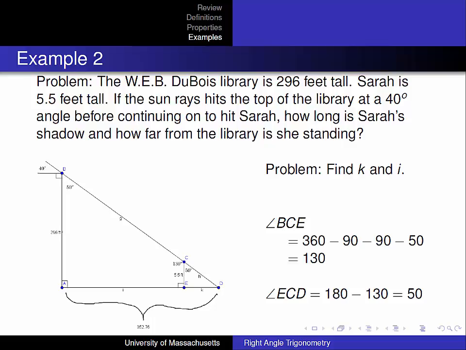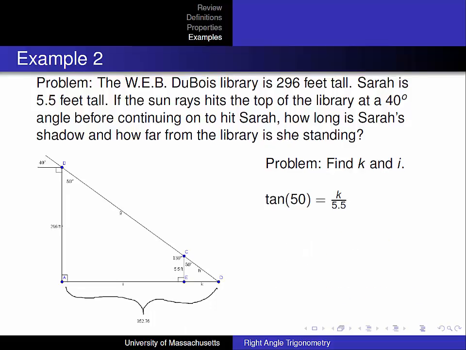Okay, so we can now use one of our trig definitions, sine, cosine, or tangent. And similar to the large triangle, for this small triangle, we want to solve for the opposite side, but we already know what the adjacent side is. So it makes sense to use tangent. So tangent of 50 in this case is opposite over adjacent, which is K over 5.5, which gives us that K equals 5.5 times tangent of 50, which is 6.55.